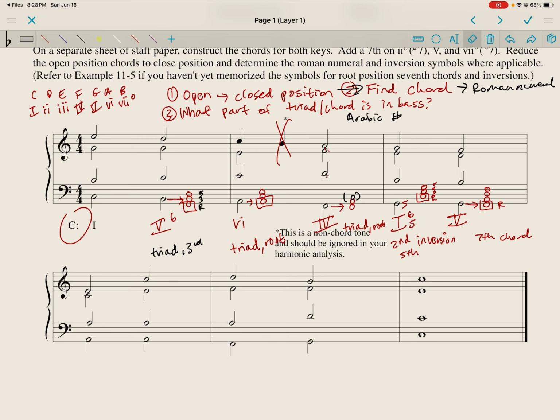Yeah, you have a 7th chord. It's in root position. You don't have a 5th in the bass. I was just thinking 5. We got the 5 from the closed position. So let me know if this doesn't make sense for you.